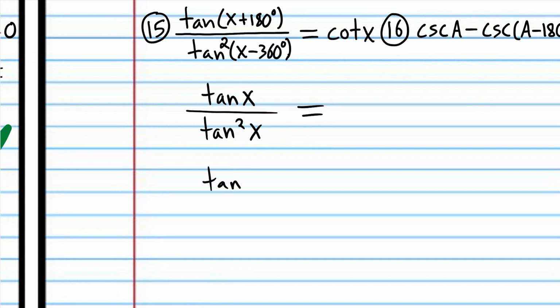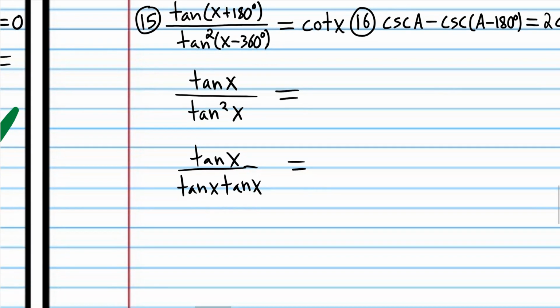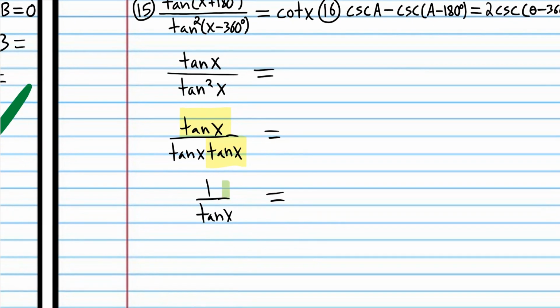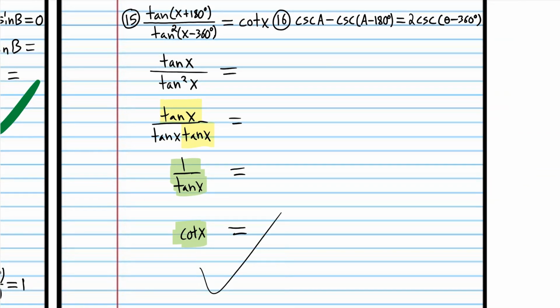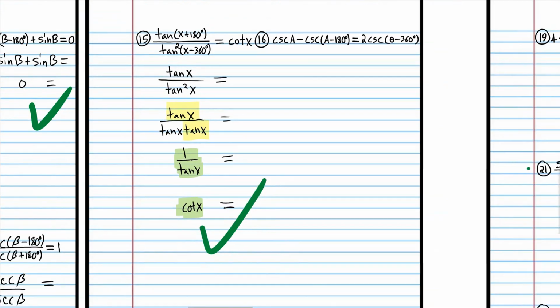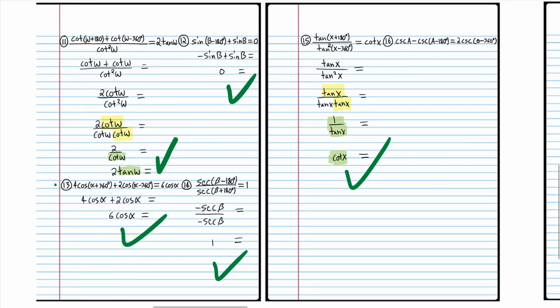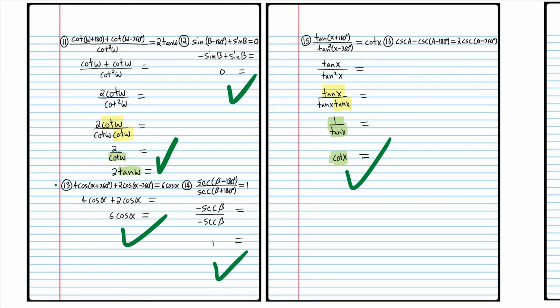So just to be clear what exactly is happening here, I'm going to factor the denominator. You don't have to factor the denominator, but by factoring the denominator we can see that 2 of those tangents cancel out and we have 1 over tangent x. And we now are going to use a reciprocal identity, of course, and we get cotangent x. So if you got that one right, perfect. Go ahead and try number 16, and when you come back, we'll do it together.